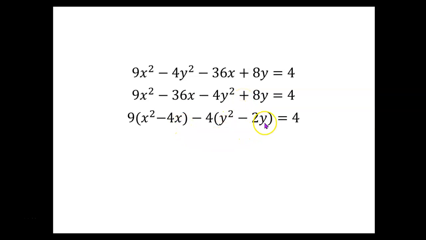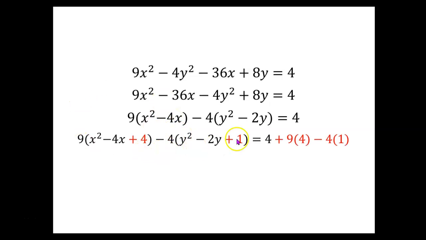Now, inside each set of parentheses, we need to add in the number that completes the square, that makes it a perfect square. And the trick is, look at the coefficient on the x, take half of that and square it. So here, half of the -4 is -2, squared is 4. Half of the -2 is -1, squared is 1. So we're adding 4 here, we're adding 1 here, and what we really did was we added 4 inside the parentheses, so it was getting multiplied by 9. And we added 1 inside these parentheses, so it was getting multiplied by -4. So to keep everything balanced, we have to add the same thing to the other side, 9 times 4 and -4 times 1.